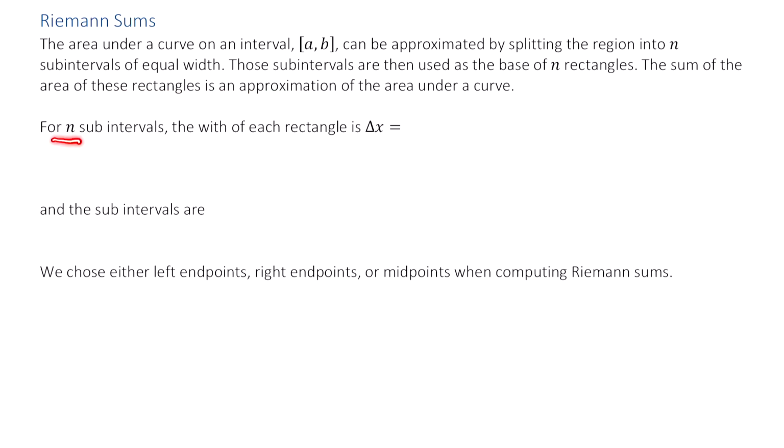For n subintervals, the width of each rectangle is called delta x, and in the previous videos I just put up on the screen what the width is, and this is how to figure it out. You take your maximum x value, so in this case it's b, you subtract your minimum value on that interval, and you divide by the number of rectangles you want, which is the same thing as the number of subintervals. And that's how you find the width, or that is delta x, of each subinterval.